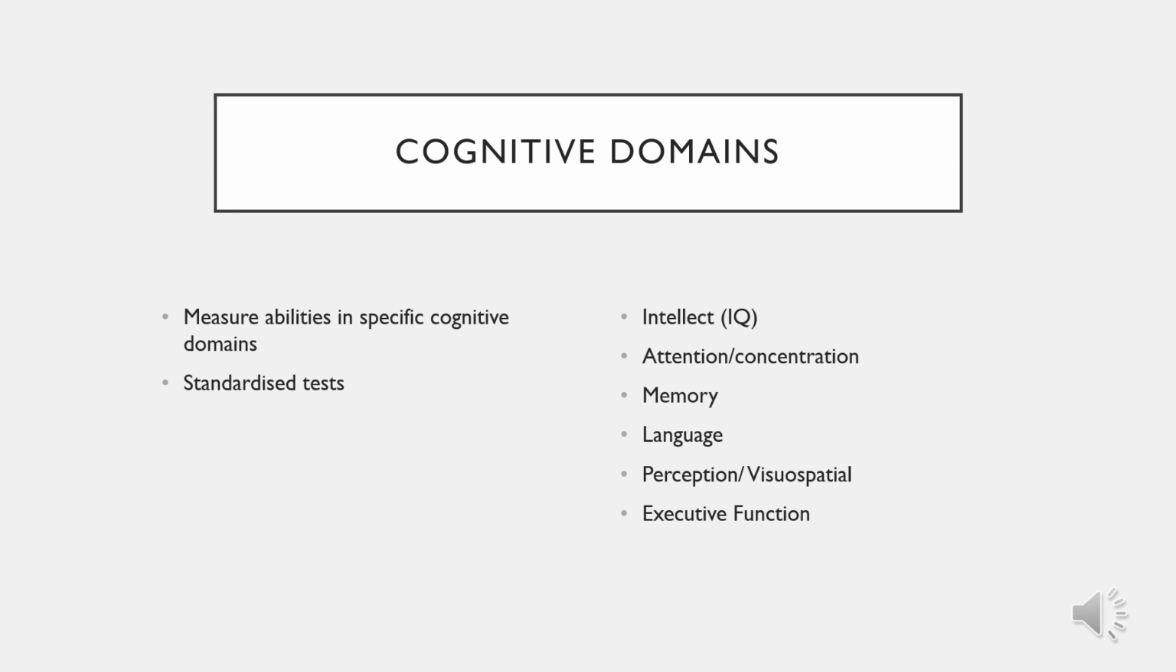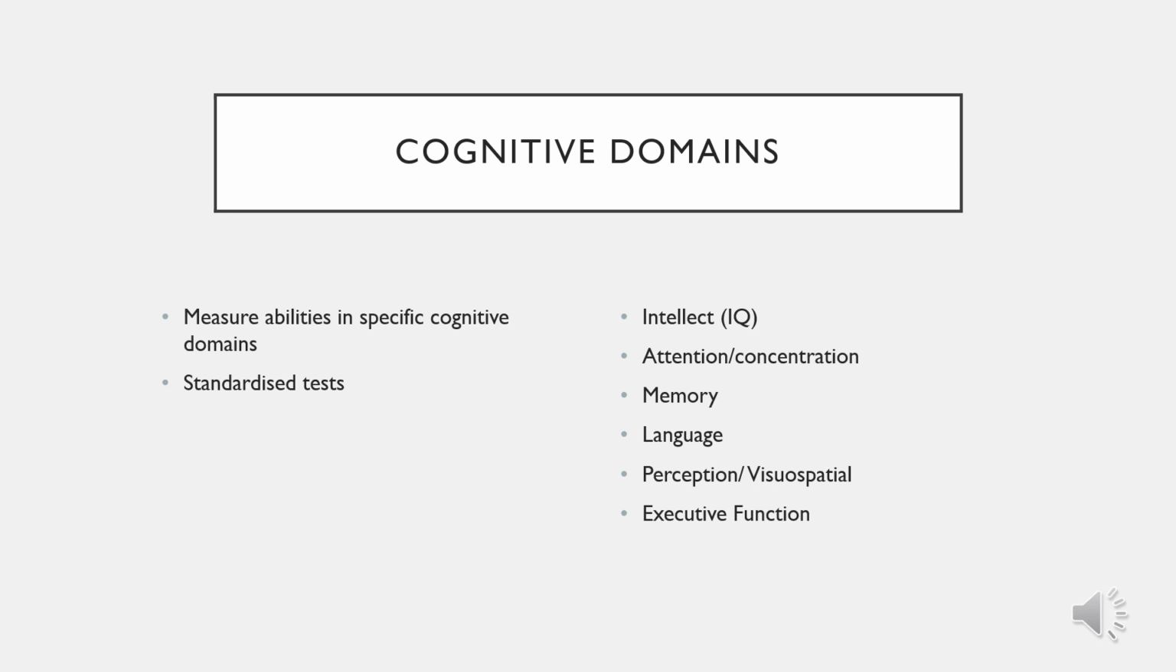Creating reliable and valid tests of cognitive function is an extremely complex and difficult thing to do. We have a number of measures now that we know are reliable and valid that can test function in a number of cognitive domains. These include intellect, IQ, attention, concentration, memory, language, perception, visual spatial function, and executive functions. These are the major cognitive domains that tests fall into.